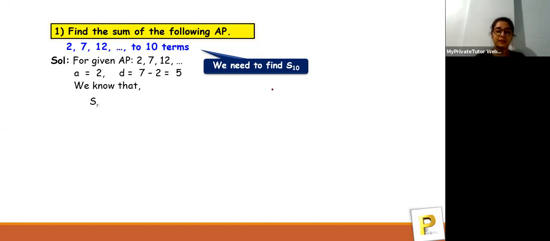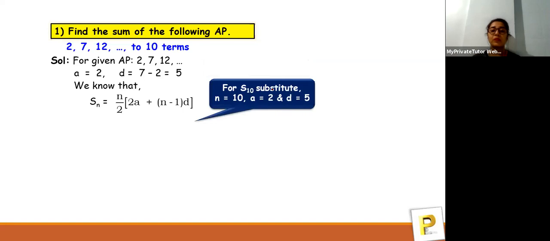We know that Sn is equal to n by 2 (2a plus (n minus 1) d). This is the formula which I just told you before. And I told you how to know which formula to use when: when it is an infinite series, use this formula; when there is a finite series, use the other one. Okay, so we'll substitute n is equal to 10, a is equal to 2 and d is equal to 5.